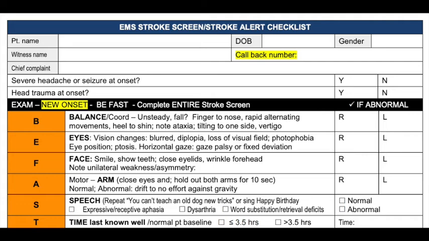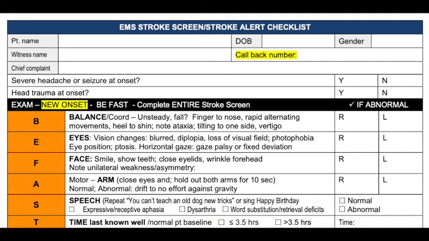Another thing to do is the heel to shin test. So if our patient's standing up, can they put their heel on their shin? If they are having balance issues, that might be a little bit difficult to do. If they're sitting in a chair, are they kind of tilting to one side because they can't really support themselves? And do they have vertigo?